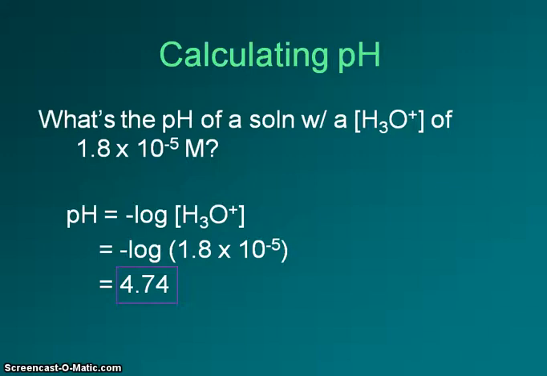So when you're calculating pH for a strong acid, this one says, what's the pH of a solution with an H3O plus concentration of 1.8 times 10 to the negative fifth molar? So we're going to write out our equation. pH equals negative log of H3O plus, plug in our molarity, and that will come out to be 4.74. So this would be an acidic solution. It's below 7.